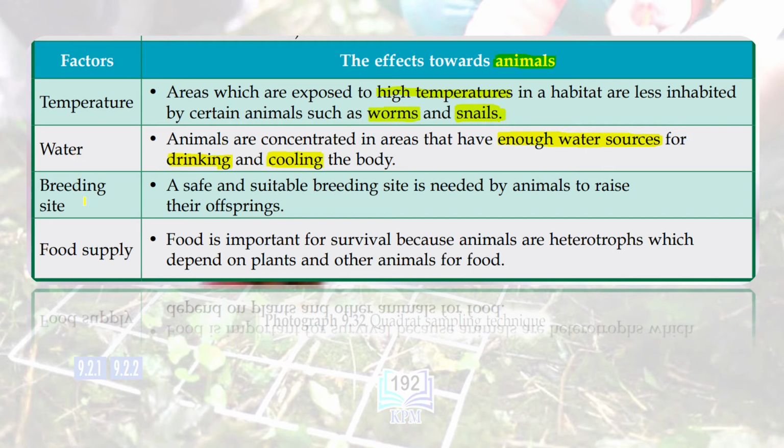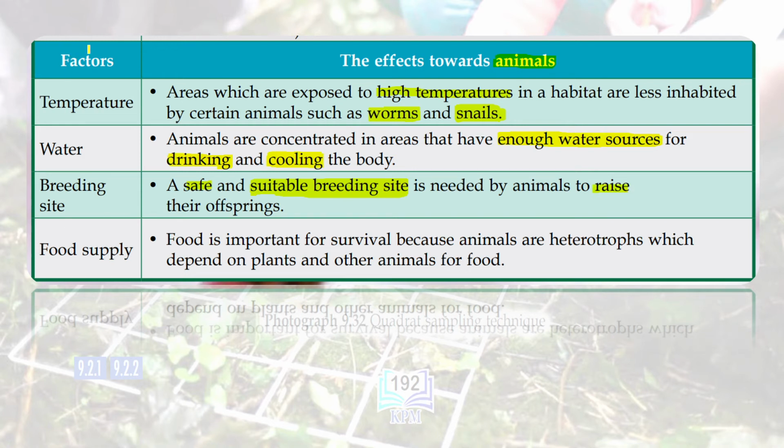Breeding site ataupun tempat pembiakan, because this is an animal, okay, so they need a safe and a suitable breeding site for the animals to raise their offspring. Mesti ada satu tempat ataupun sarang ataupun satu habitat, kawasan yang sesuai untuk mereka membiak dan juga for protection lah, to raise the young.